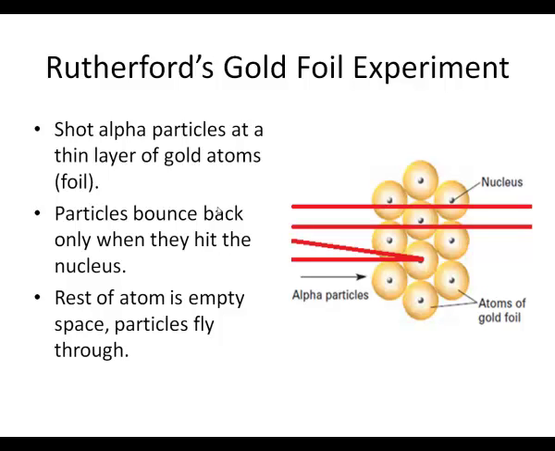We have the dense, heavy nucleus made of protons and neutrons, and then orbiting around that is our electron cloud. Of course, Rutherford didn't know all of this, but based on the results of his experiment, he was able to figure out that there must be something dense and heavy in the middle of the atoms, and the rest must be empty space.